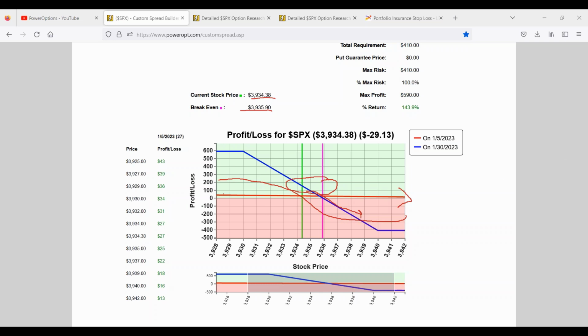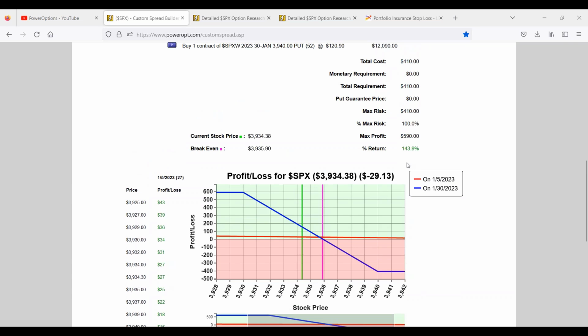The goal of this position, this structure that is used by investors, is not the expectation that come February expiration, January 30th, my apologies, expiration, that SPX is going to be trading necessarily below 39.30. The investors are expecting a movement down, and I know it's not that much, it's only 4 or 5 points, to where when the stock reaches here, the max expected profit is 590 off of a 410 debit.